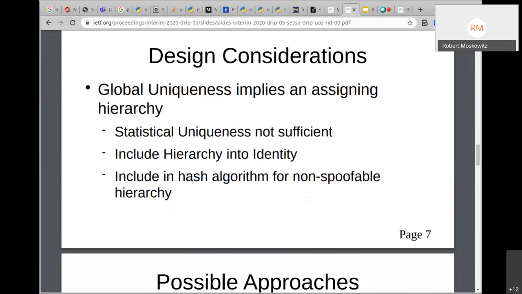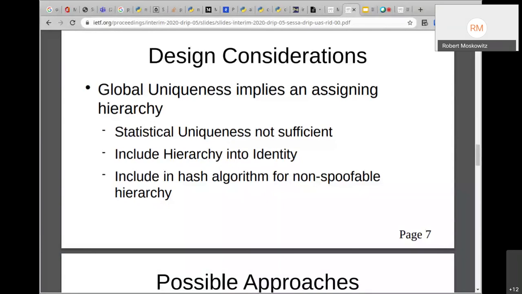Global uniqueness hierarchy. Physical uniqueness is not sufficient. In HIP we had an experiment on distributed hash tables to have global uniqueness, and there were some lessons learned about a global distributed hash table to achieve that, and it was not really satisfactory.